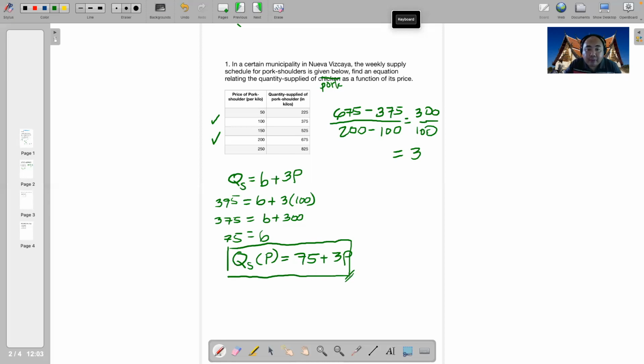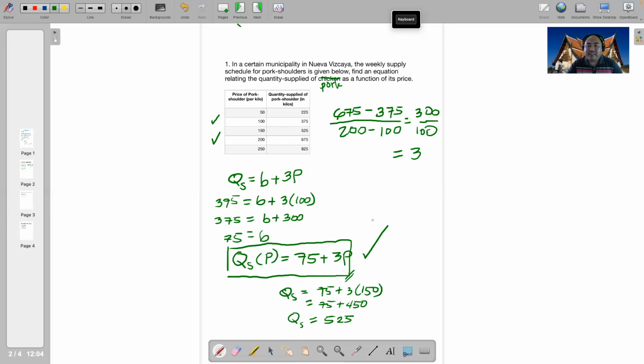So let's take, for example, 150. When P is 150, let's check: QS is 75 plus 3 times 150. That's 75 plus 450, which is easily 525, which is correct. So you see, if the price level is at 150 per kilo, then there will be 525 kilos of pork shoulders in your market, which means that our model is correct.